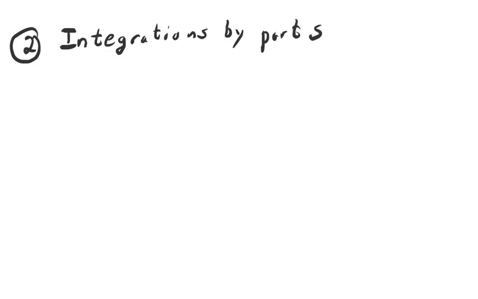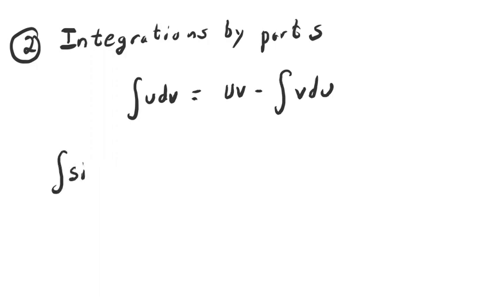Integration by parts. You want to integrate an integral of that form, it has an answer that looks like this. The integral of u dv is uv minus the integral of v du. So for example, the integral of sine theta cosine theta is an integral that's hard to do by substitution, but it's easy to do by integration.